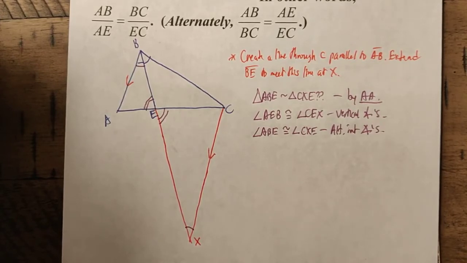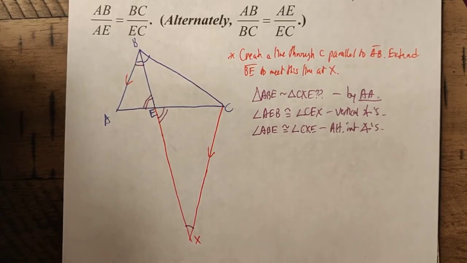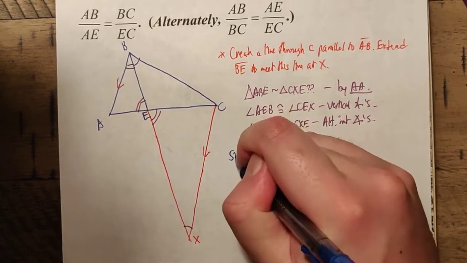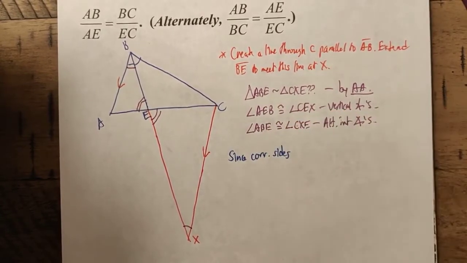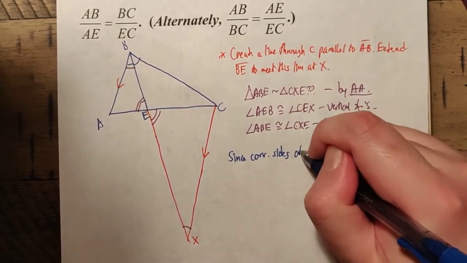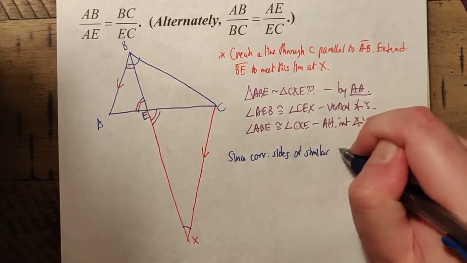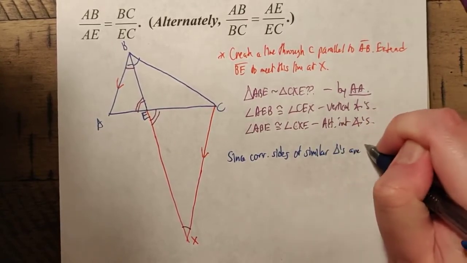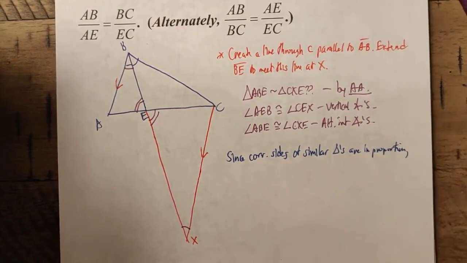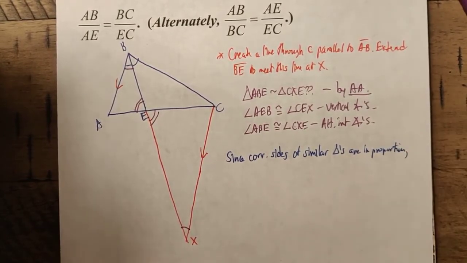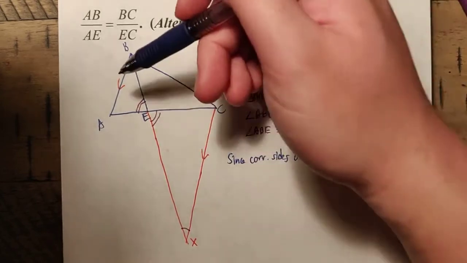I really like where this is going. So therefore, we know that we have similar triangles. It's great, right? So now we can say that the corresponding sides of similar triangles are in proportion. We know that's the case here. Therefore, I can start writing a proportion. Let's see what matches.